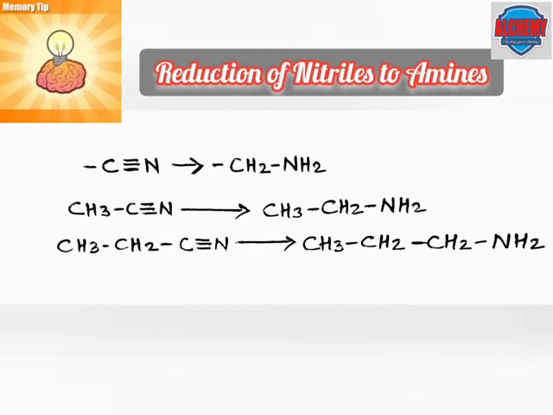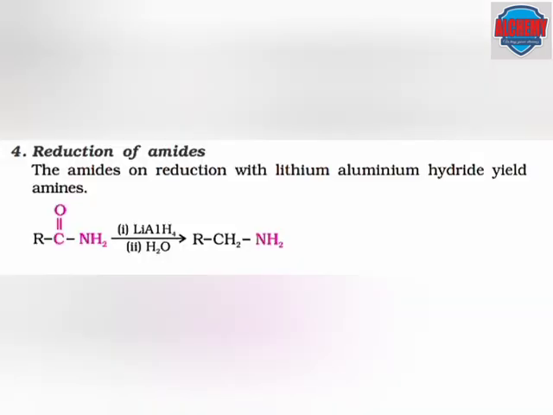Similarly, CH3CH2C triple bond N will be converted to CH3CH2CH2NH2. The fourth method for preparation of amines is by reduction of amides.